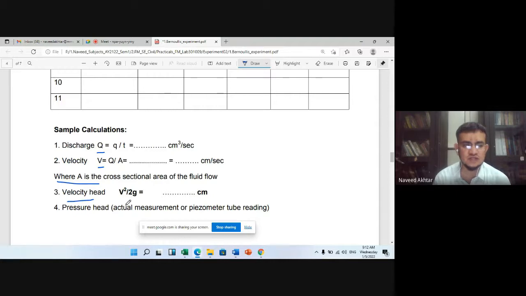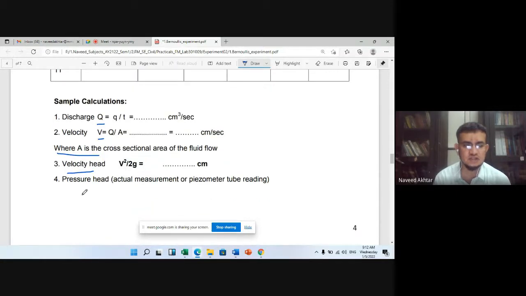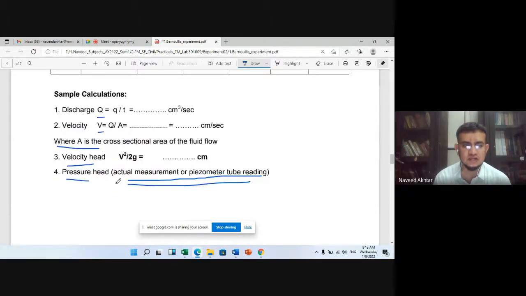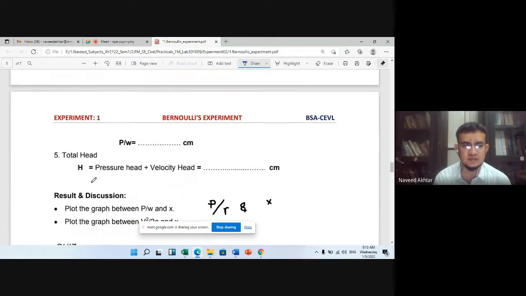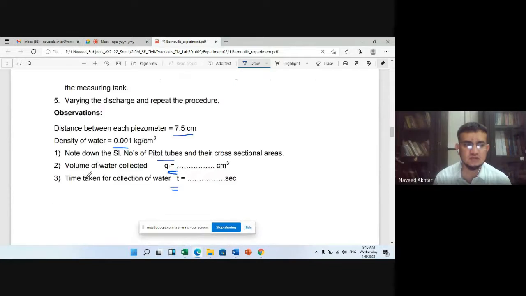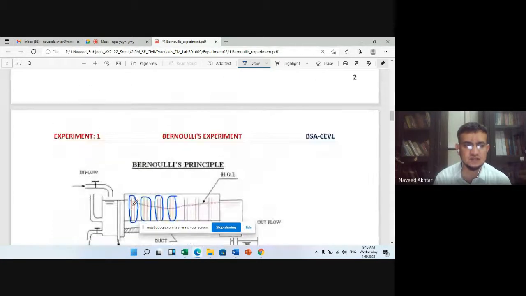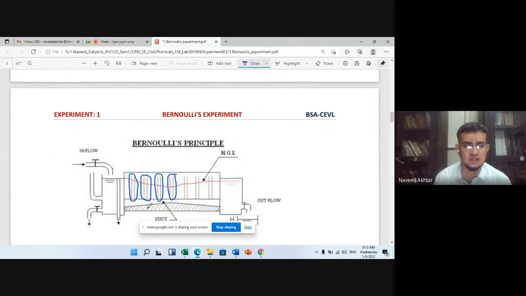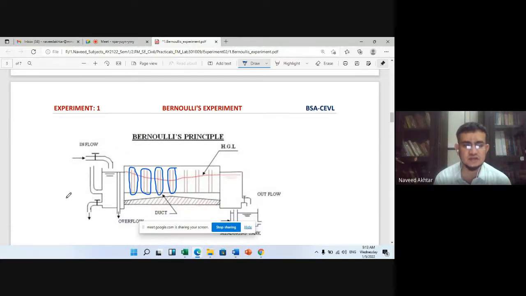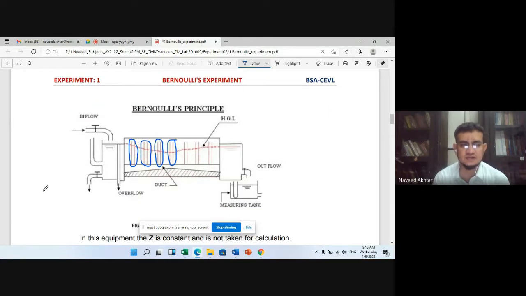We know the velocity, we know g, the gravitational acceleration. Pressure head, P upon rho g: you have to measure this in the experiment, that is the height of the column in the tube. So the height of the column will give you the pressure head. Okay? Potential head is the datum head, and the datum head we are considering constant.